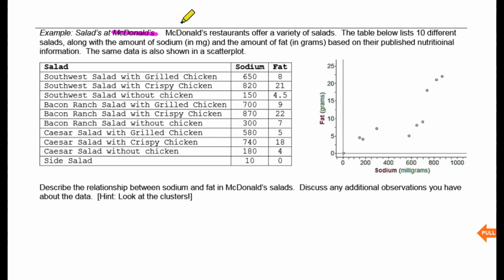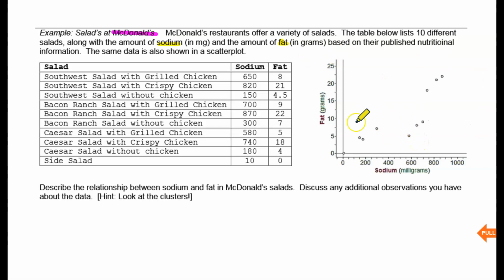McDonald's restaurants offer a variety of salads. The table below lists 10 different salads, along with the amount of sodium in milligrams and the amount of fat in grams, based on their published nutritional information. I'm not sure why we're talking about sodium and fat. Perhaps those things are bad and we don't want to consume them in large quantities. The data for these two quantitative variables are shown in the scatter plot here to the right.